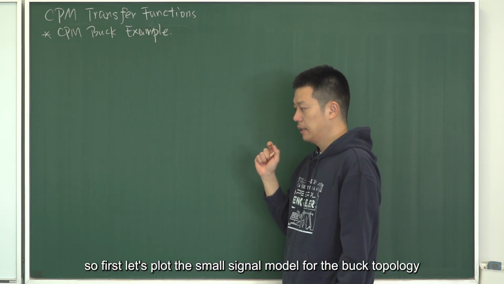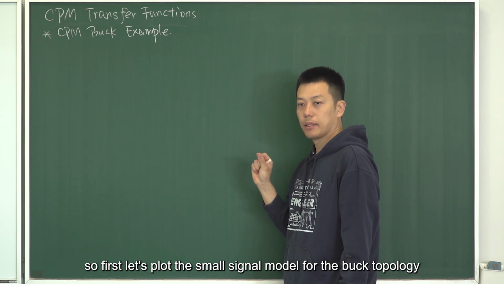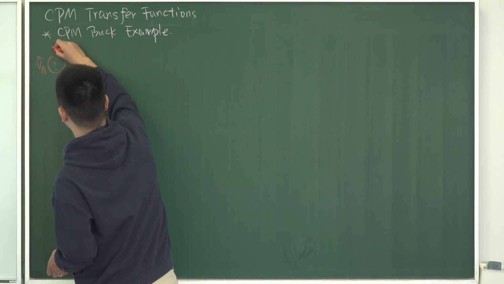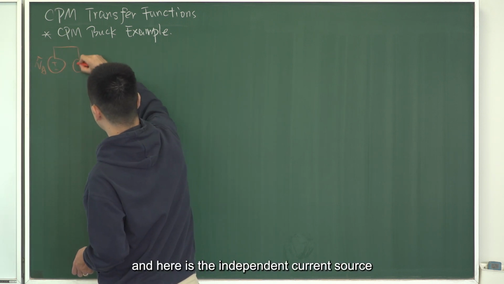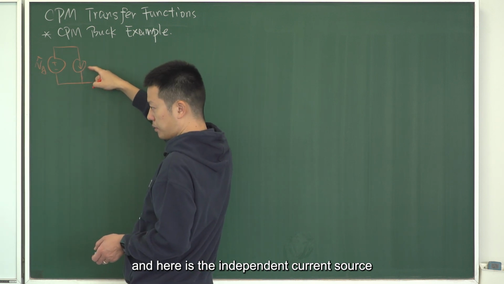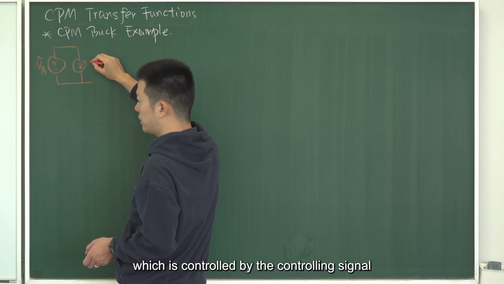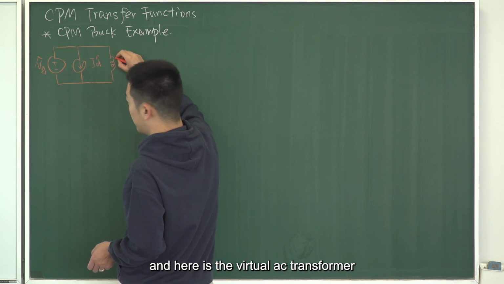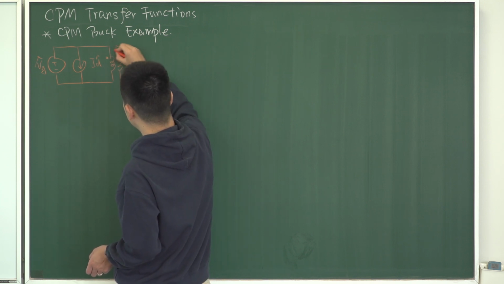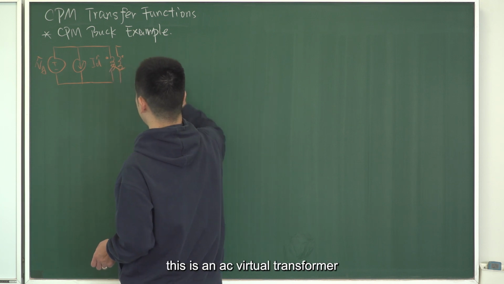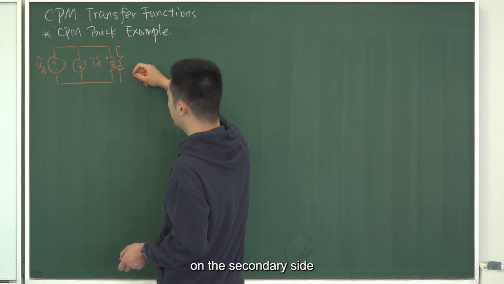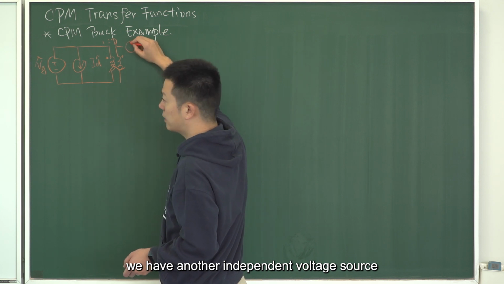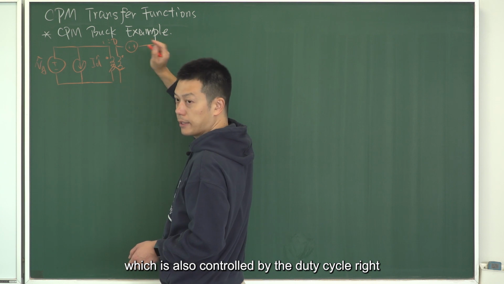So first, let's plot the small signal model for the buck topology. So here is the small signal line input, and here is the independent current source, which is controlled by the controlling signal, right? And here is the virtual AC transformer. We use a wave line to denote that this is an AC virtual transformer. On the secondary side, the turns ratio equals 1 to D. On the secondary side, we have another independent voltage source, which is also controlled by the duty cycle, right?